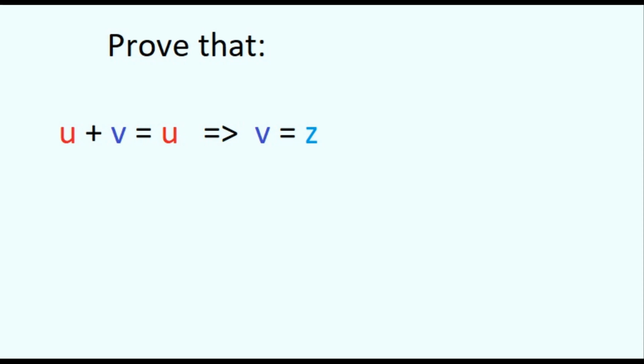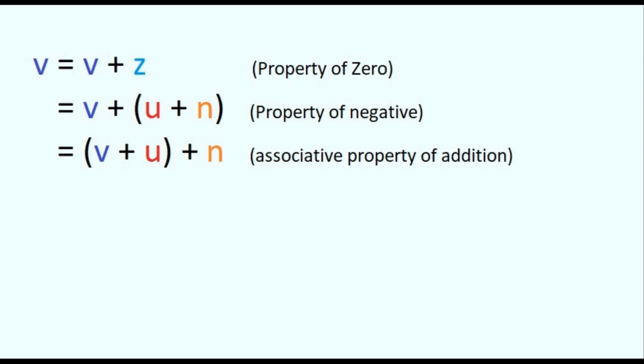Here is another similar statement to prove. We'll start with v and manipulate it to become z. Here we're using the first two axioms to expand the expression, then the next one to do a bracket swap, so as to get the term v plus u in brackets.